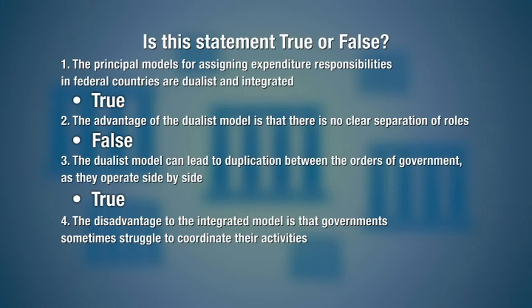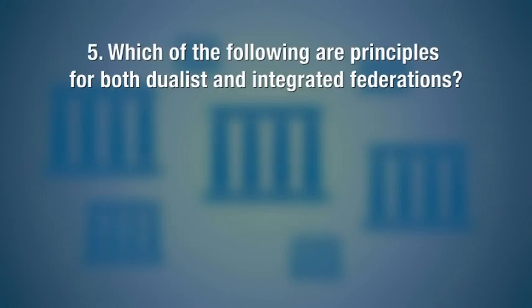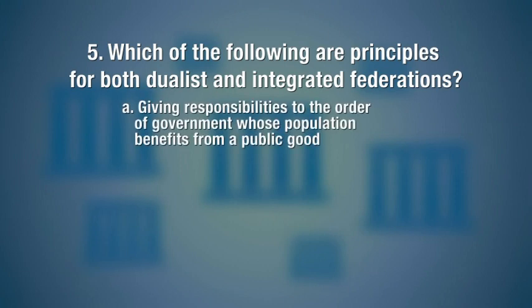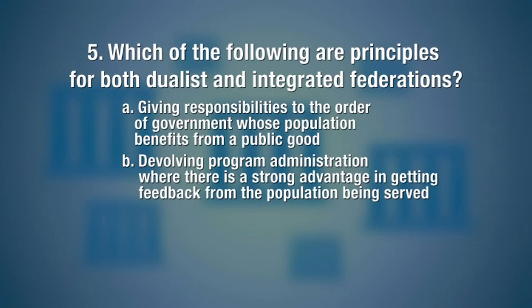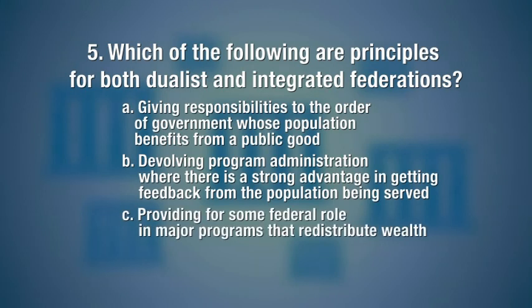4. A disadvantage of the integrated model is that governments sometimes struggle to coordinate their activities. Is that statement true or false? Statement number 4 is true. Governments sometimes do struggle to coordinate their activities in the integrated model. 5. Which of the following are principles for both dualist and integrated federations? A. Giving responsibilities to the order of government whose population benefits from a public good. B. Devolving program administration where there is a strong advantage in getting feedback from the population being served. C. Providing for some federal role in major programs that redistribute wealth. D. All of the above. The answer to question 5 is all of the above.